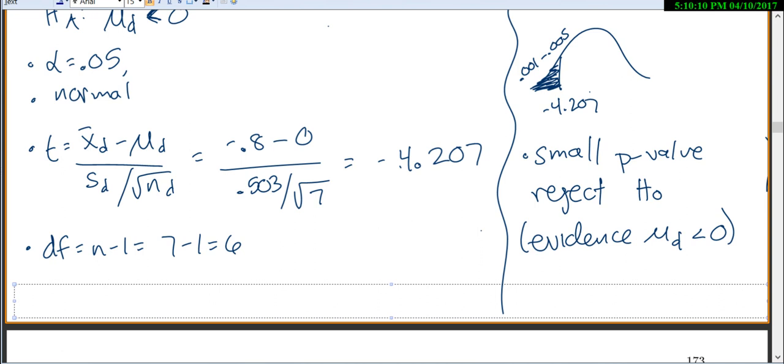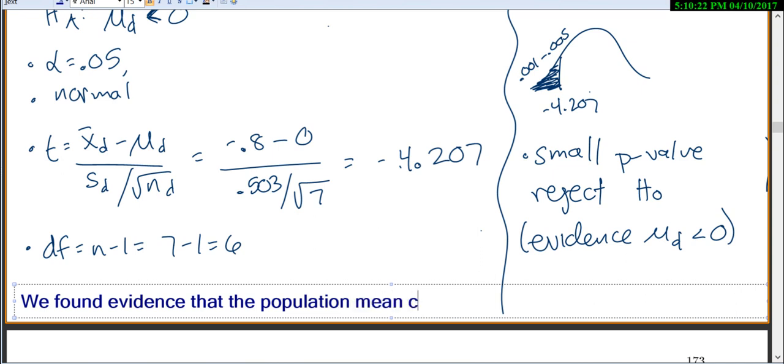Or we can say that we found evidence that the population, so remember this is all that garage 1 is less than garage 2, so the population mean cost at garage 1 is cheaper than at garage 2.